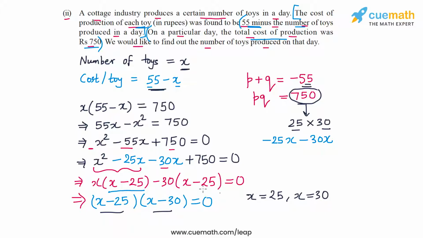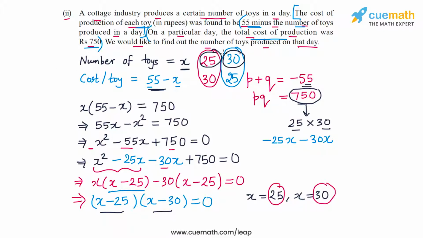So the number of toys produced on that day could be either 25 or 30. If the number of toys produced was 25, then the cost per toy would be 55 minus 25 or 30, and the total cost would be the product of these two numbers, which is 750. On the other hand, if the number of toys produced was 30, then the cost per toy would be 55 minus 30 or 25, and once again the product of these two numbers is 750. So both the answers work. The number of toys produced on that day could be either 25 or 30.